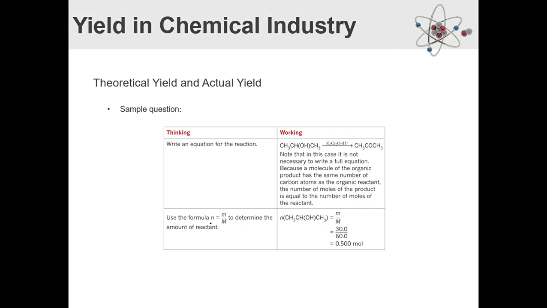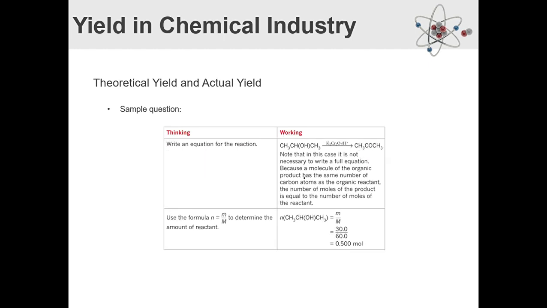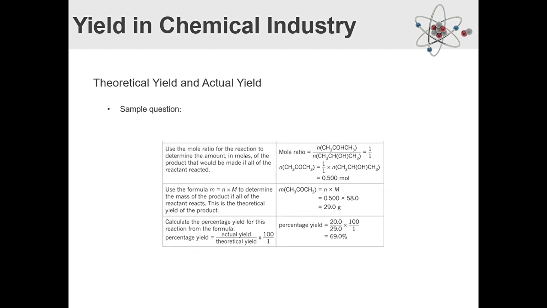Now, use the mole formula to determine the amount of the reactant. Oh look, it's very conveniently 0.5 moles. If I just go back a second, working out propan-2-ol's molecular weight is 60. 30 divided by 60 is equal to 0.5 mole. Now, use the molar ratio to determine the amount. Because it was 1-to-1, the number of moles of propanone is 1 times the original, which is 0.5.